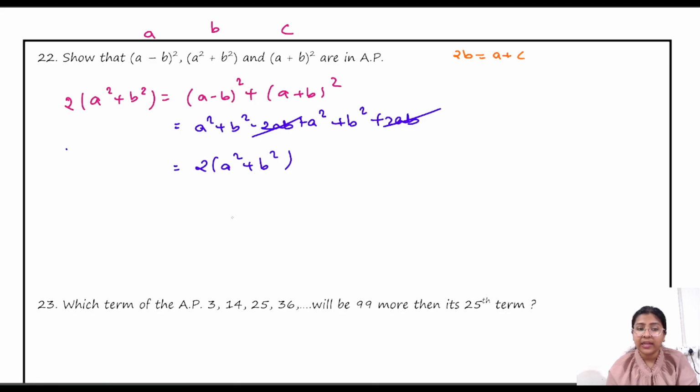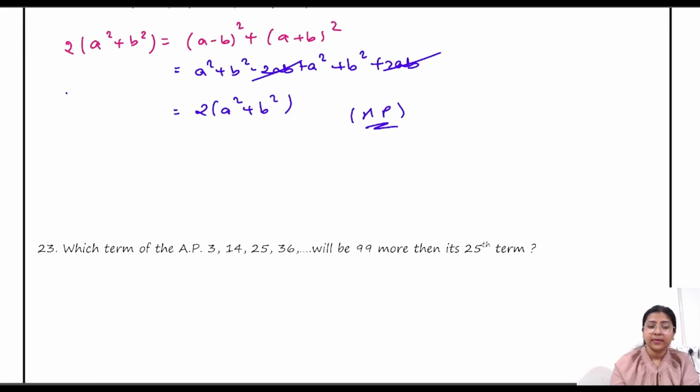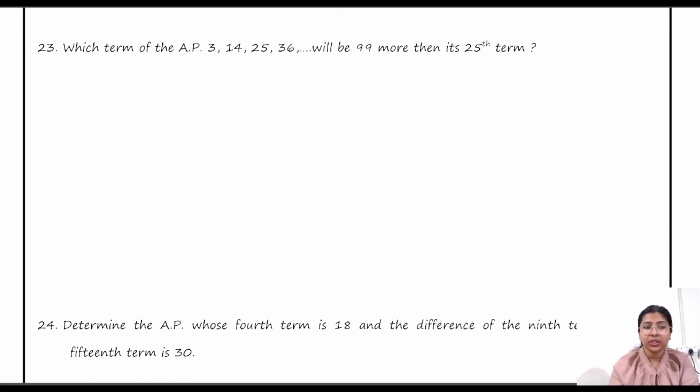Okay learners, the LHS is equal to RHS, it means 2b is equal to a plus c. This only happens when the numbers are in AP, hence proved. Okay, any doubt? No? Yes. Next question. Which term of the AP will be 99 more than its 25th term?